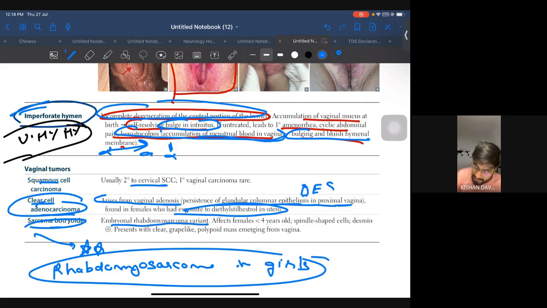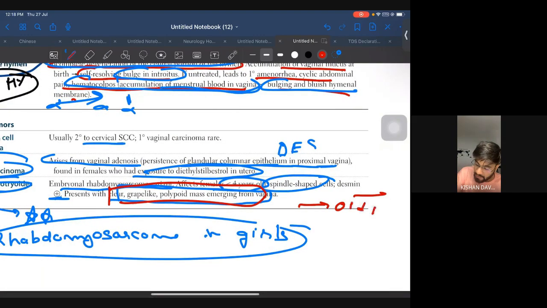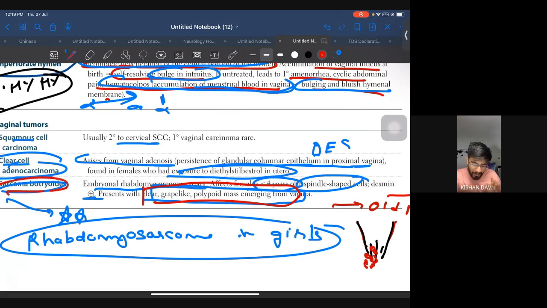Embryonal rhabdomyosarcoma variant affects females less than 4 years of age. Spindle-shaped cells, desmin positive, presents with a grape-like polypoid mass. This is very important. In one of the old NBMEs, they were showing the vulva of a female, and they were showing this grape-like mass coming out from this. Okay, grape-like mass, it is clearly visible, it will look like grapes to you. So sarcoma botryoides, you can keep this in mind.